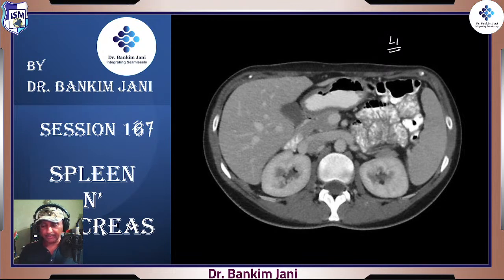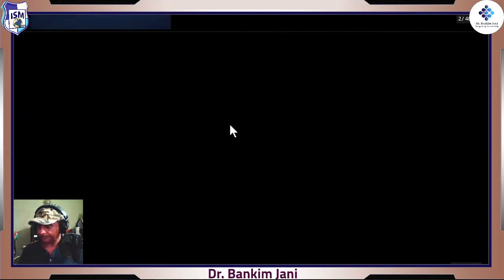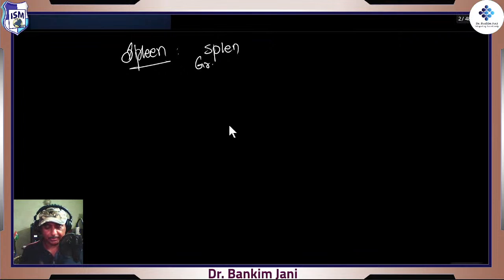And then there'll be one other image which will be unmarked, and that would be for your practice. So even this image can also be utilized for practice. So let's start with spleen first. It's also called spleen in Greek, but we are interested in this Latin.